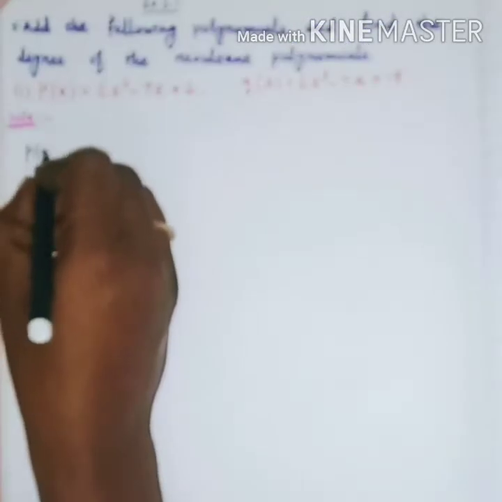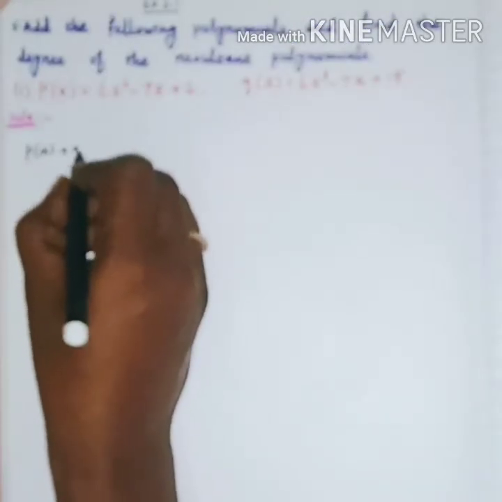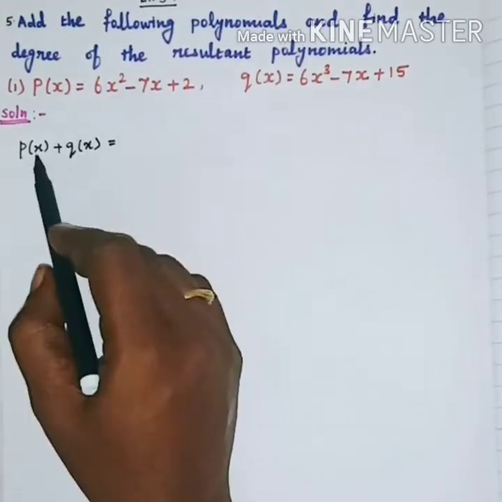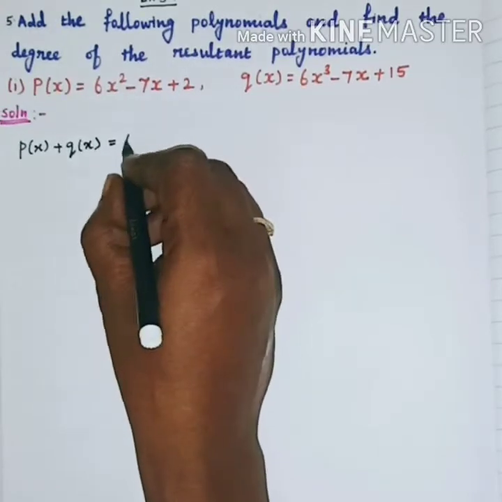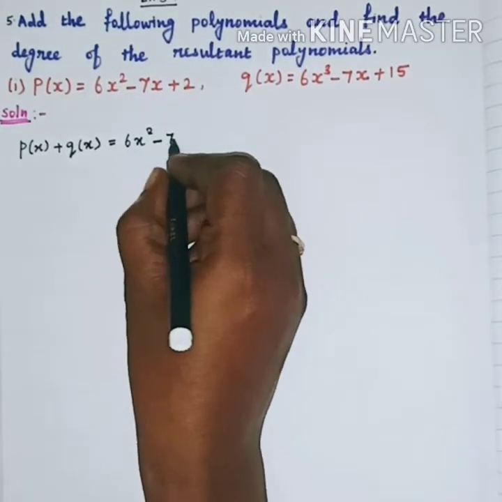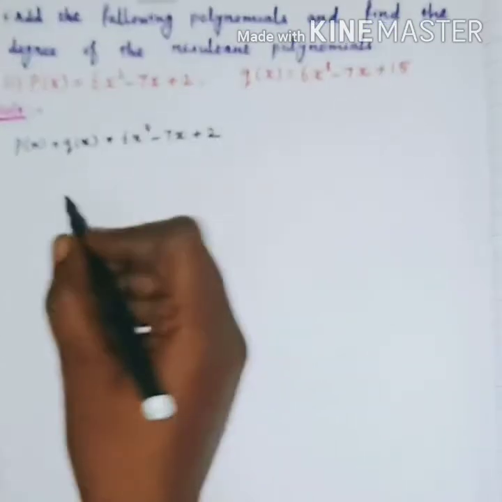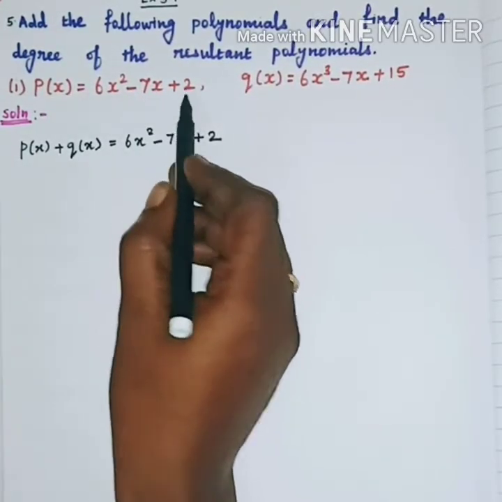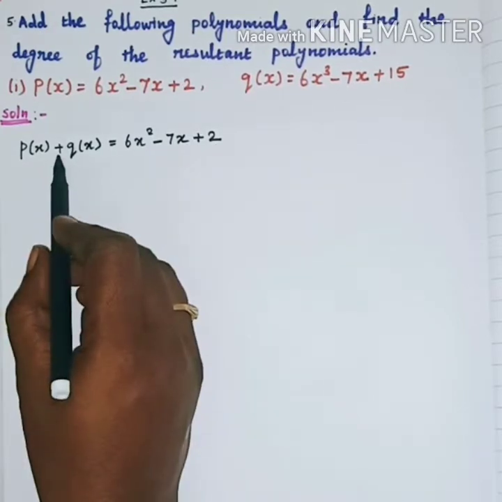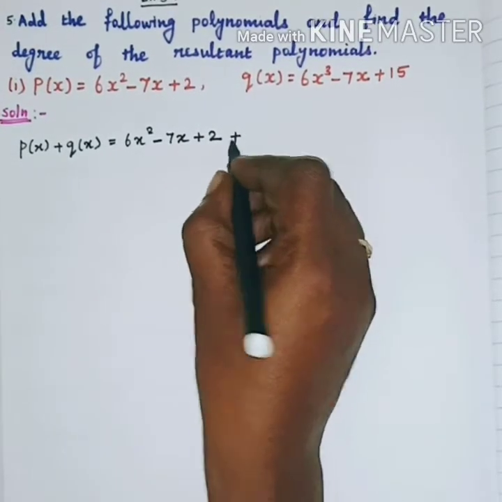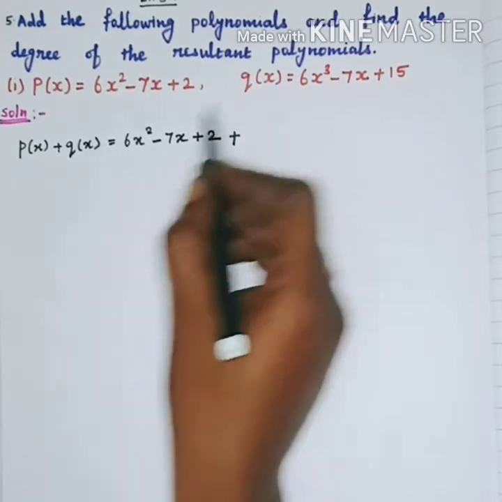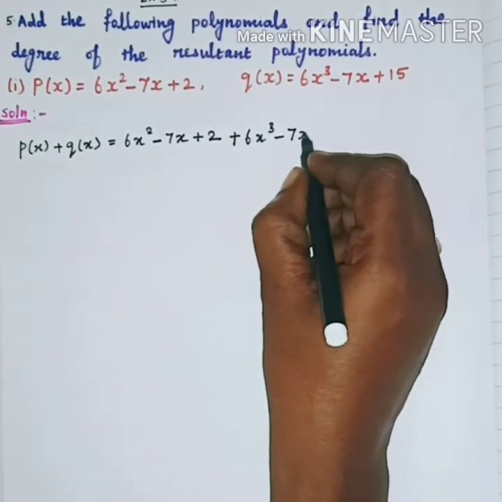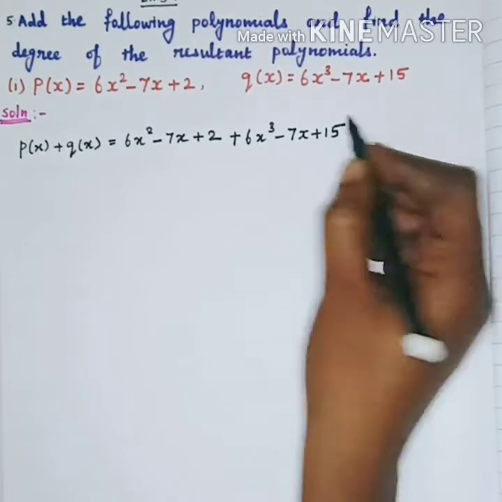P of x plus Q of x is equal to, the expression for P of x is 6x square minus 7x plus 2. Then put the plus symbol here. Now Q of x, the expression for Q of x is 6x cube minus 7x plus 15.